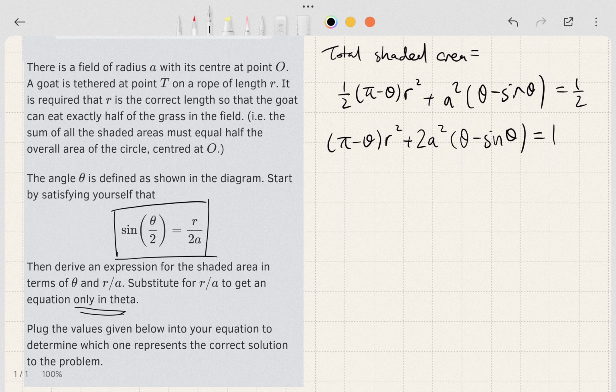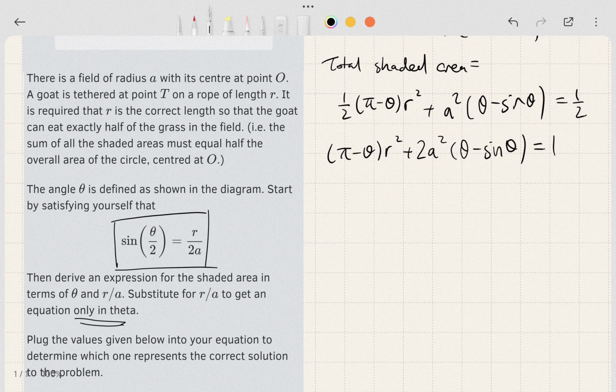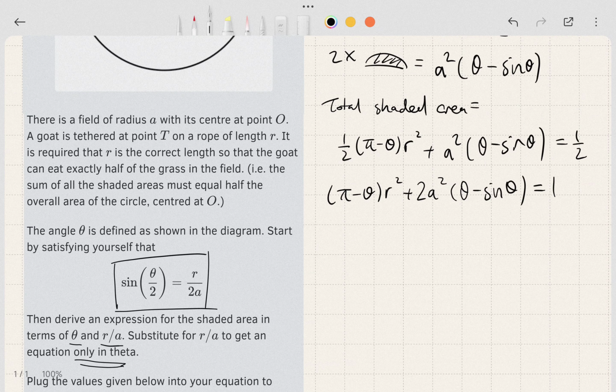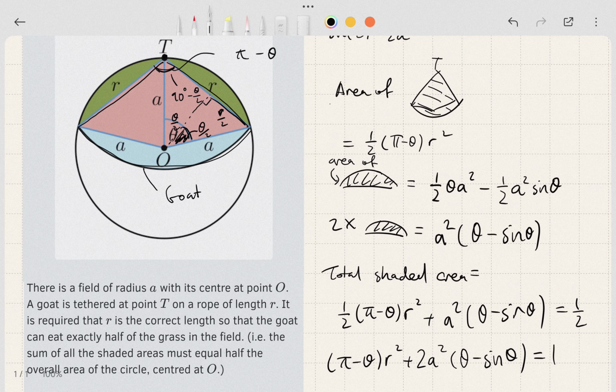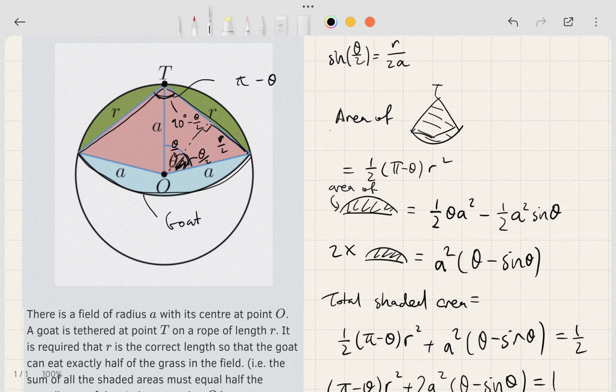Okay, so I guess this equation is not that useful if you don't have r over a or sine of theta over 2 in this equation. So let's derive it again. Let's derive an expression for the shaded area in terms of theta and r over a. So you want r over a in this equation.